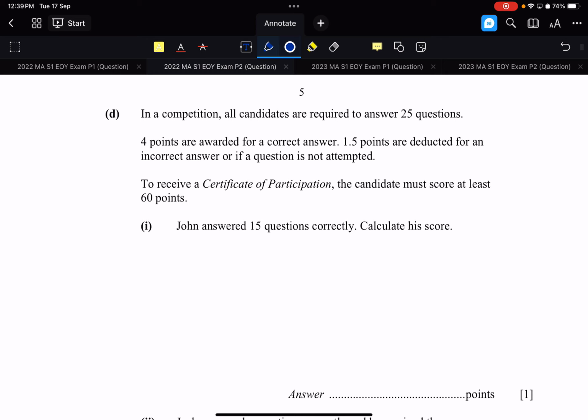Right, so John answered 15 questions correctly. Calculate his score. Right, so his score will be 15 times 4. However, he actually lost marks, because he has 10 questions that are incorrect. So 25 minus 15 is the number of incorrect questions, and each incorrect question costs 1.5 here. You need to subtract away the marks that he actually lost. So this will be equal to 45.